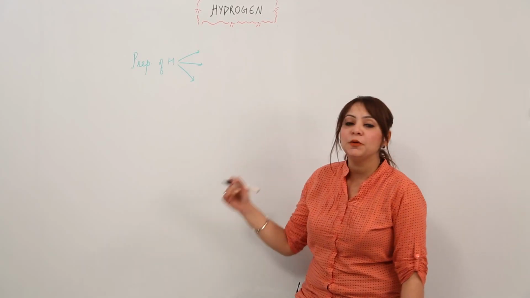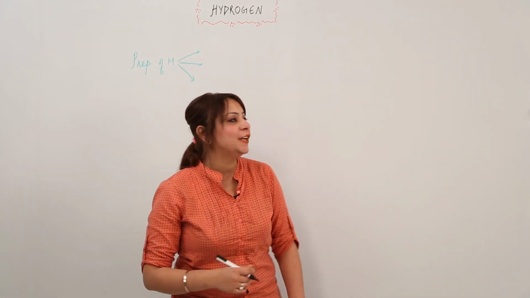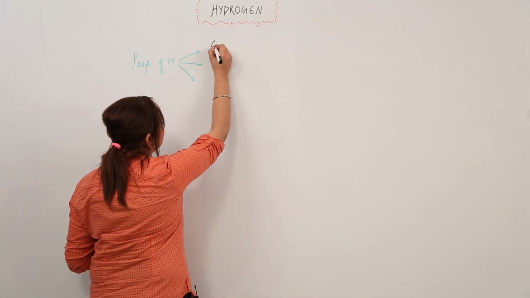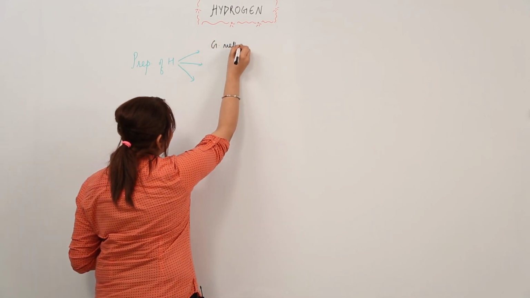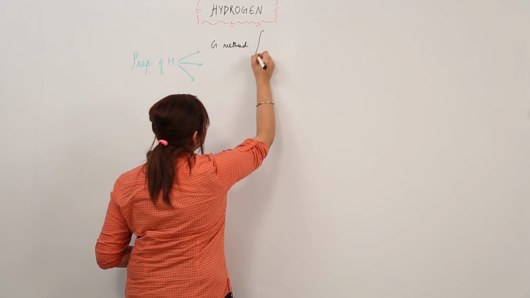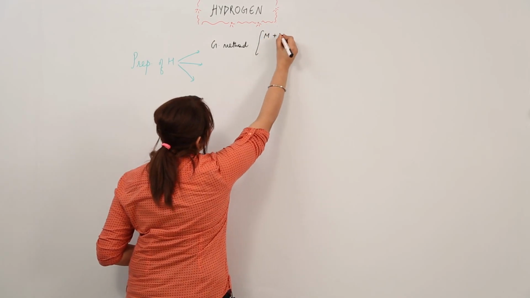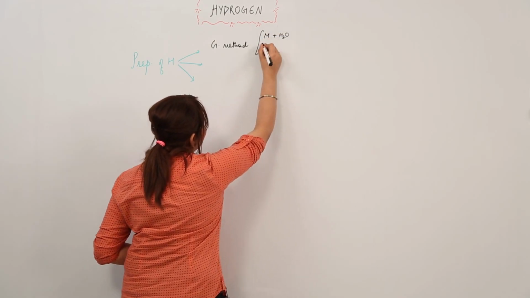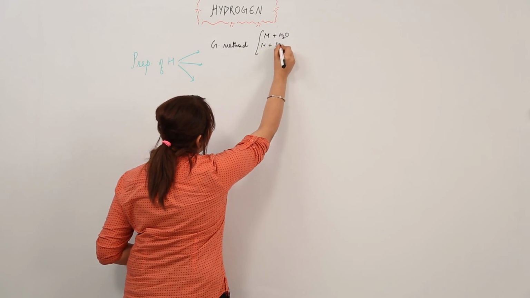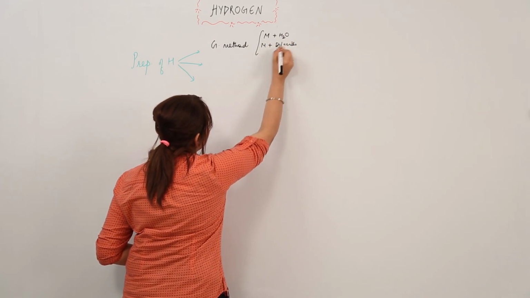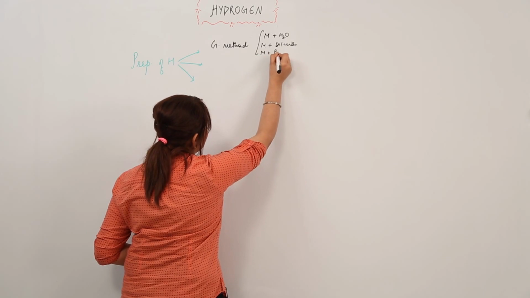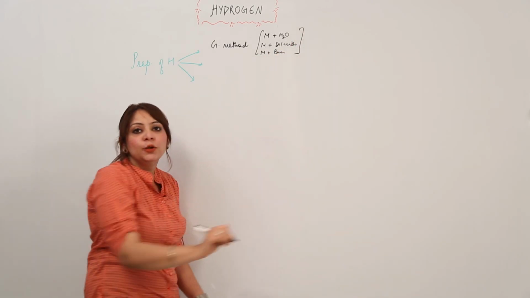As we discussed, there are three methods of preparation of hydrogen. One is the general method, which we have already discussed, that is the reaction of metal with water, reaction of metals with dilute acids, and reaction of metal with bases, right? This you already know now.